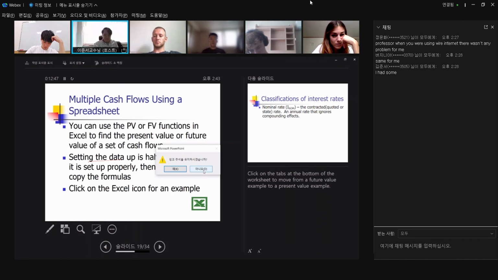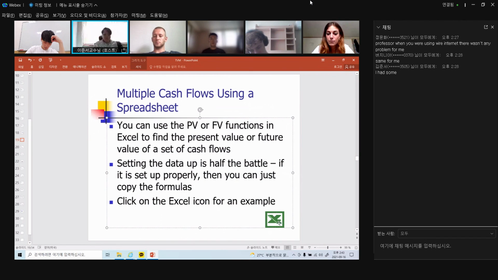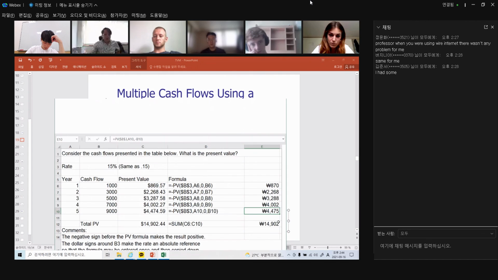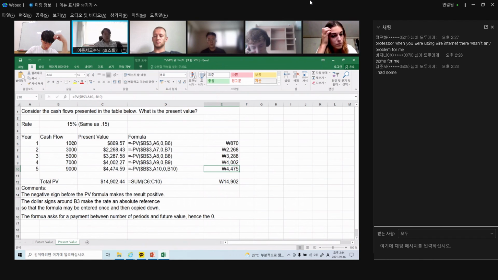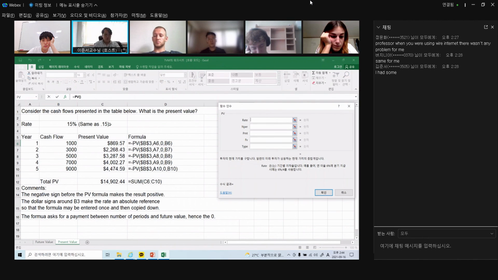So if you click the example, here you go. If we expect $1,000 1 year later, $3,000 2 years later, 5,000, 7,000, 9,000, then we cannot but calculate one by one, right? So what we need to do is get the present value, right? The rate is 15%.